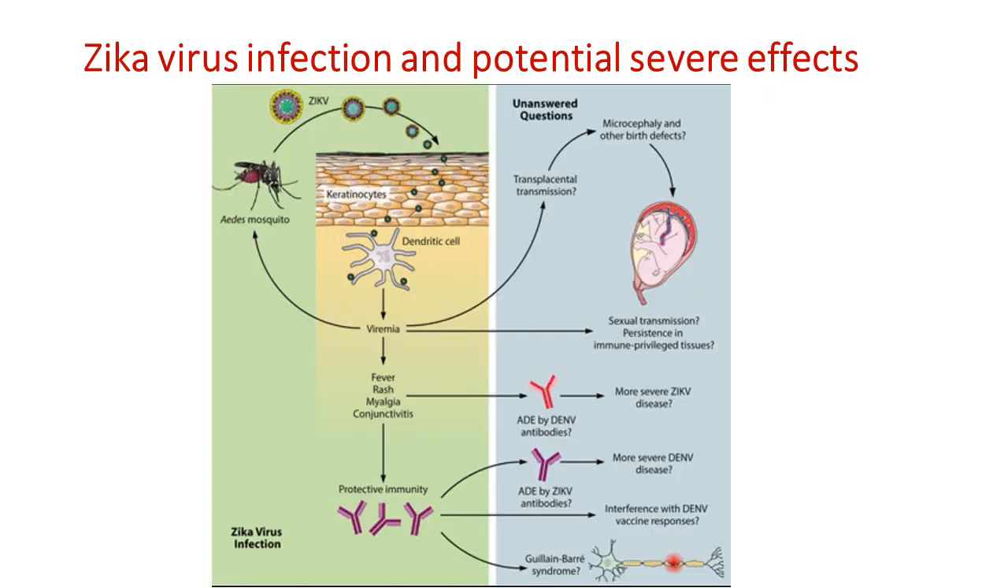This slide shows the Zika virus infection and potential side effects. When the Aedes mosquito bites the patient, this virus is going to get into the skin. In the skin, we have keratinocytes. In addition to keratinocytes, we have immune cells, mostly antigen presenting cells such as dendritic cells, which are going to take up this virus, and then a specific immune response is going to be generated against such a particular virus.